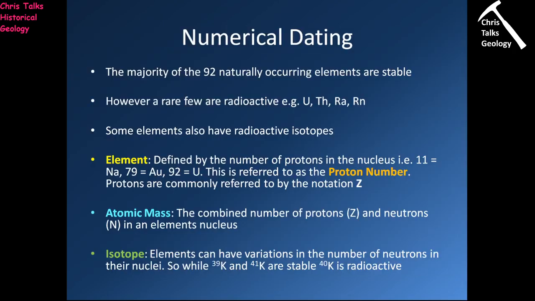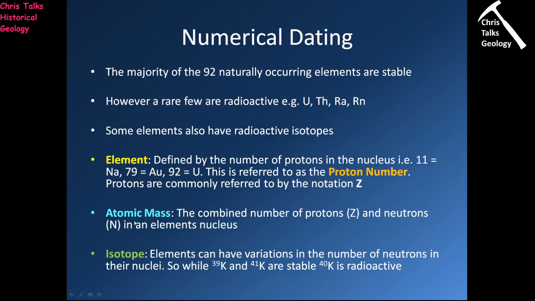So the majority of the 92 naturally occurring elements in the periodic table are stable. However, a rare few of them are radioactive, and of course we've probably heard of them: uranium, thorium, radon. These are all examples of radioactive elements. There's also a case that some elements which are normally stable, like potassium, will also have radioactive variants. These are isotopes. So something like potassium 40, for instance, is radioactive.